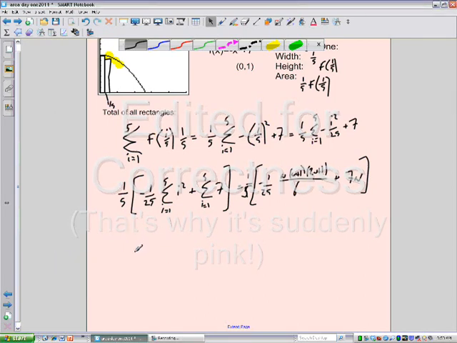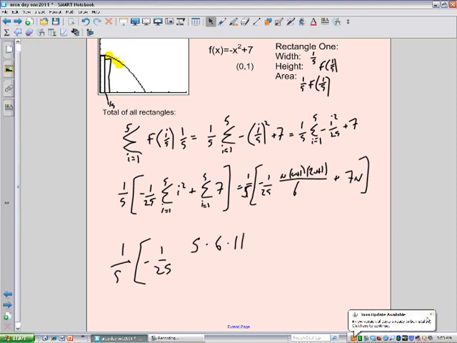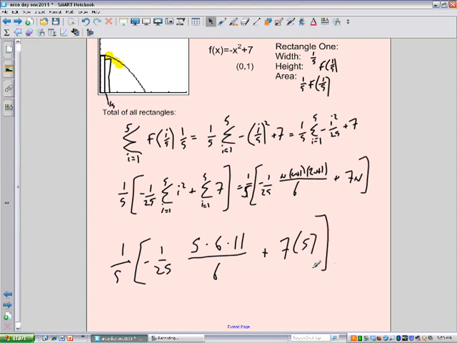So then from here, we carry on further. Negative 1/25th. And this is where we can plug the 5 in, n equals 5, because we're just calculating. So it becomes 5 times 6 times 11, divided by 6 plus 7 times 5. Okay, and we'll do a little calculation. We can cancel the 6's over. That's nice. We can cancel one of those 5's with that 5.